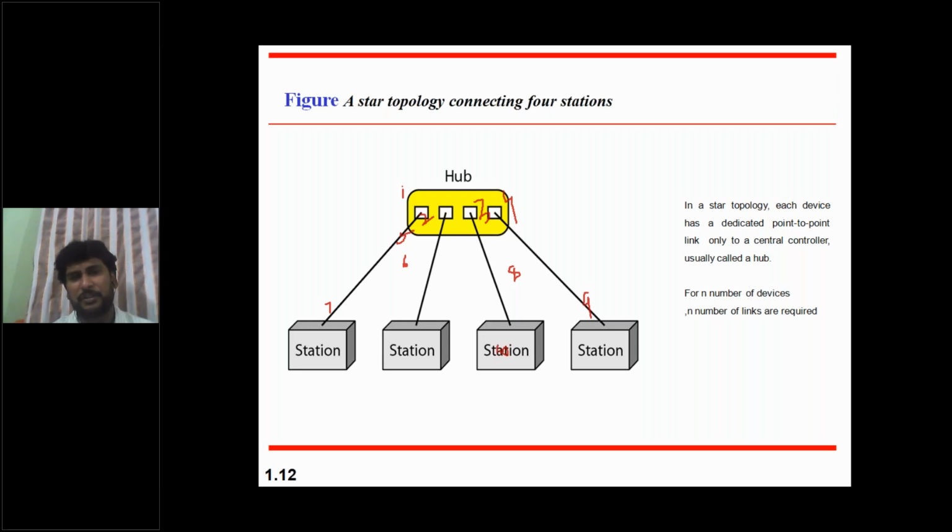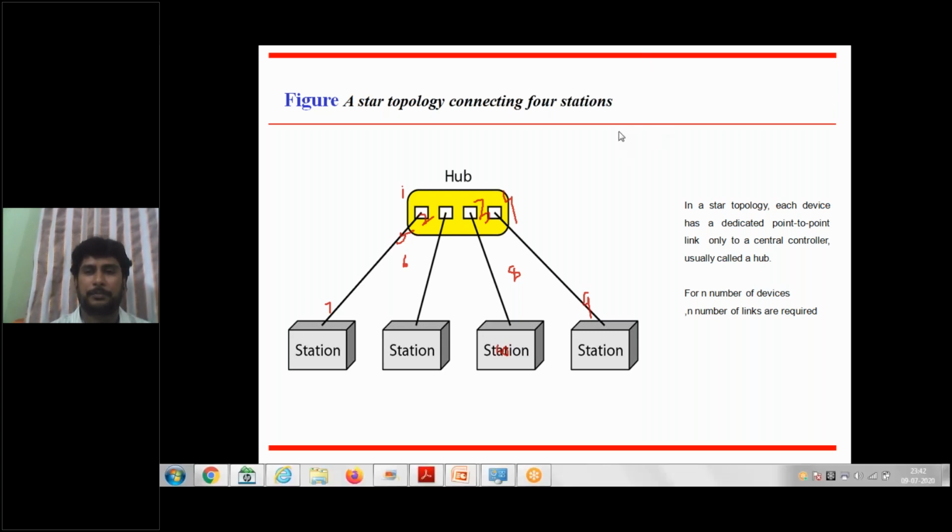The advantage here is that for 4 devices we require only 4 links, right? So how many links are required? Just 4. 1, 2, 3, 4. So the complexity got reduced.